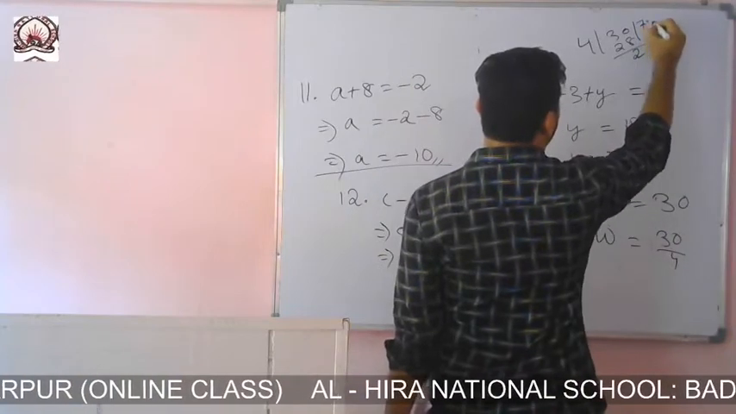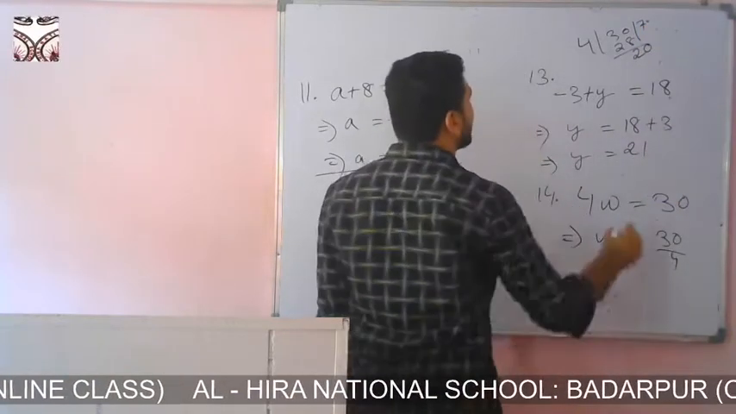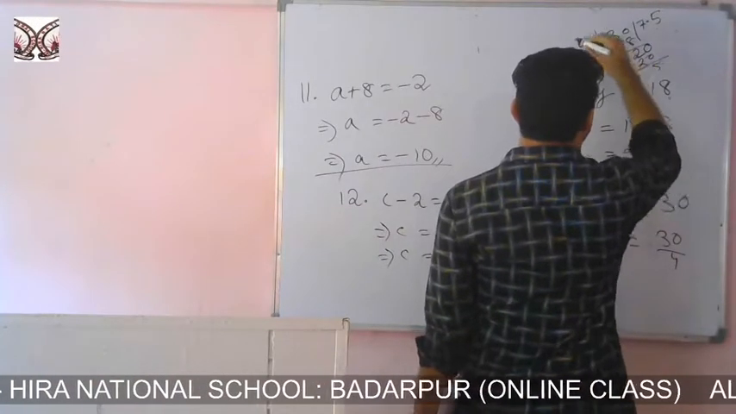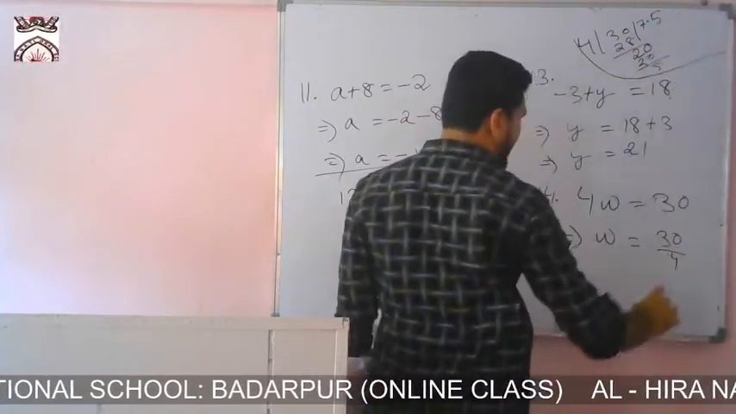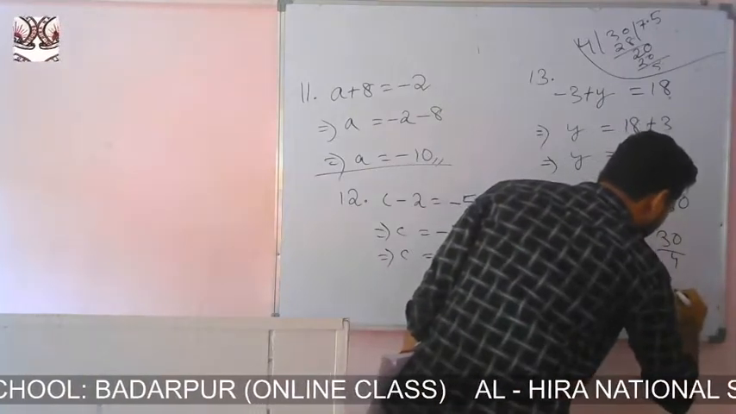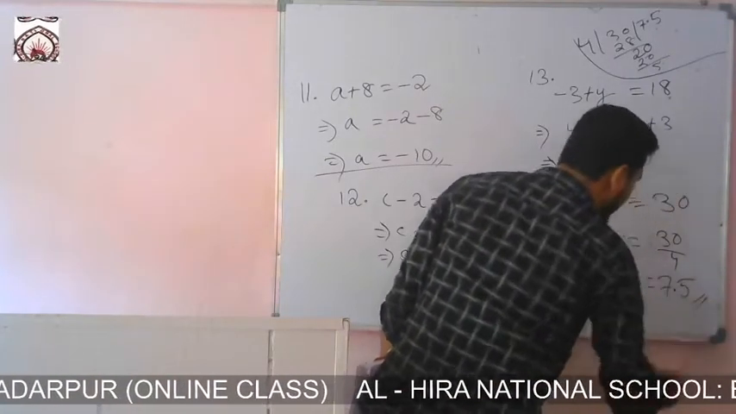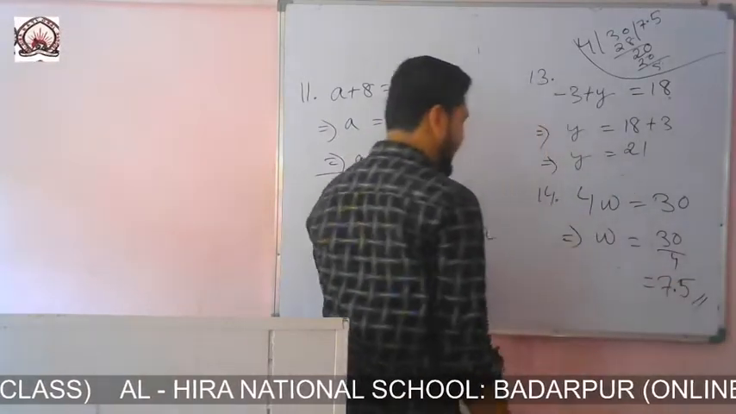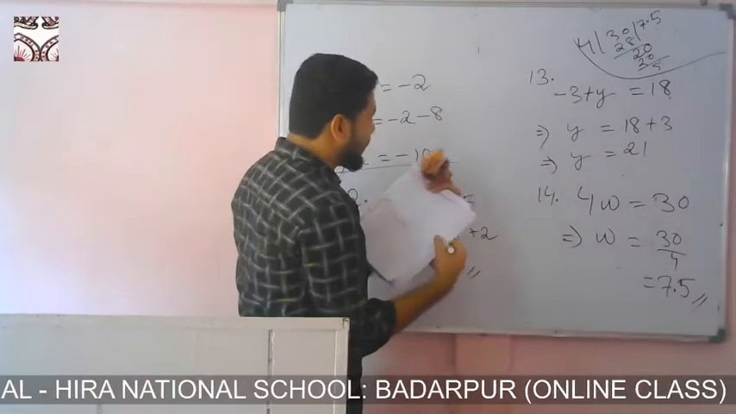You give here a point, then you take a 0. Okay, then 4 5s are what? 20. So I can write what? I can write 7.5. Okay, 7.5. Okay, that is the answer. 7.5 is the answer. Now come to question number 15.